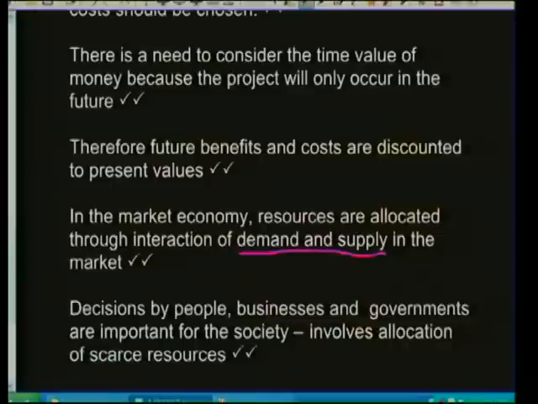Just going to underline interaction of demand and supply. And what this means is that when you look at a graph and you have your demand and supply curve, your market price is determined where the demand and the supply curve interacts.